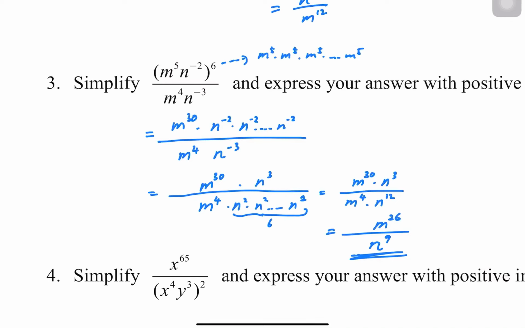I hope this short video can help you to have a better concept of the law of index. But remember, back to the basic idea, if you do not remember the law of index, just think about the simple definition and then you can simplify it.